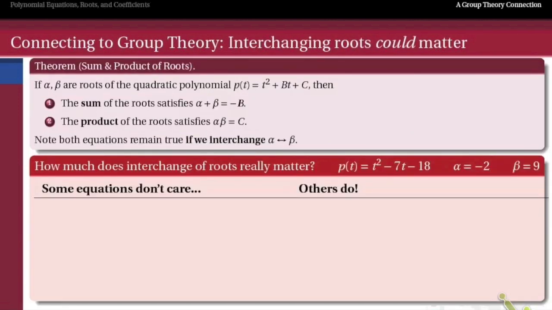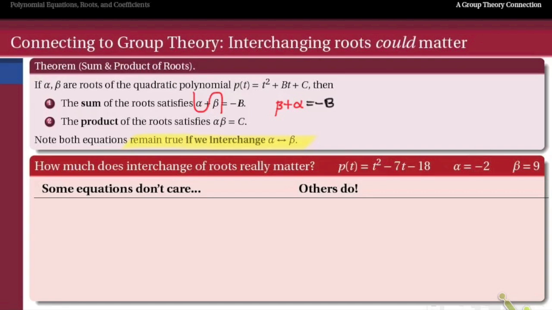So now we get to the question of what happens if I interchange those two roots, because our hunch is that it shouldn't matter whether my first root is negative 2 and my second root is 9, or whether my first root is 9 and my second root is negative 2. Roots don't have a natural kind of ordering to them. So if I swap the order in which I consider my roots to be in, then how much does it really matter? So if I interchange alpha with beta, what happens?